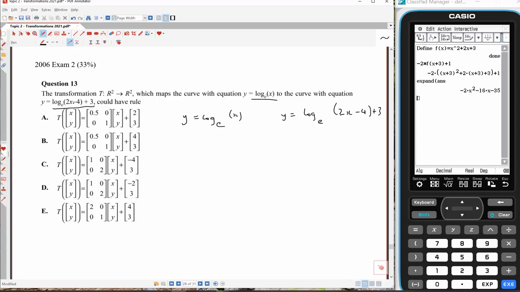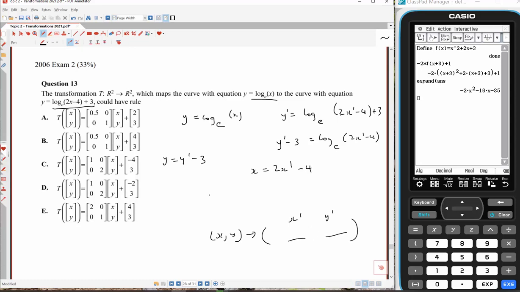You might also be able to do it via some recognition as well, but I'm going to do this via mapping. Y take 3 or y dash, x dash. Y take 3 equals log e 2x dash take 4. Pair them up. Y equals y dash take 3. X equals 2x dash take 4. What we'll do is make x dash and y dash the subject so we can get the transformations.